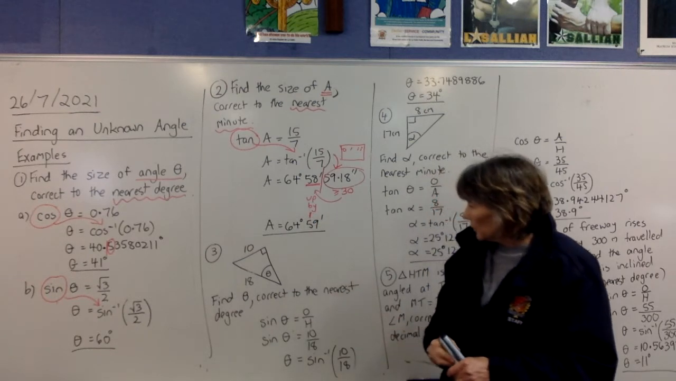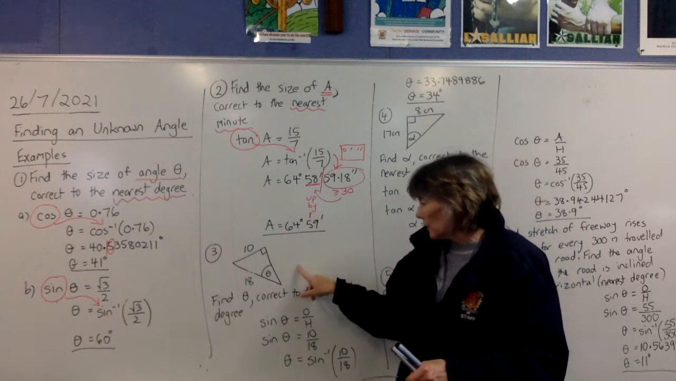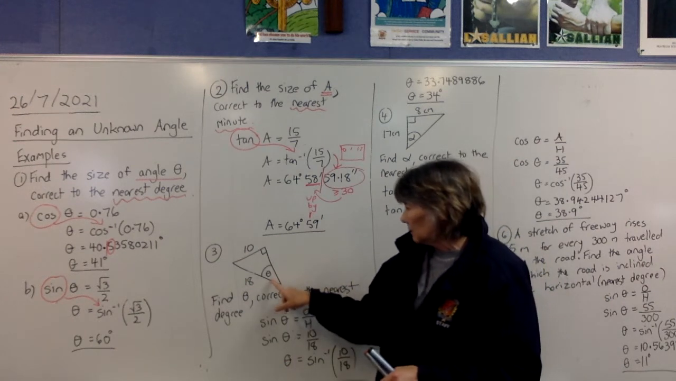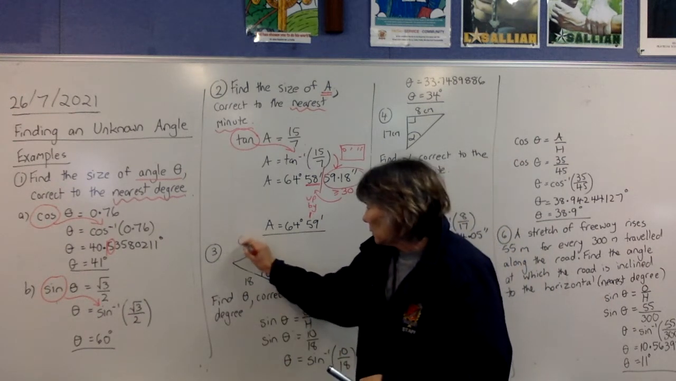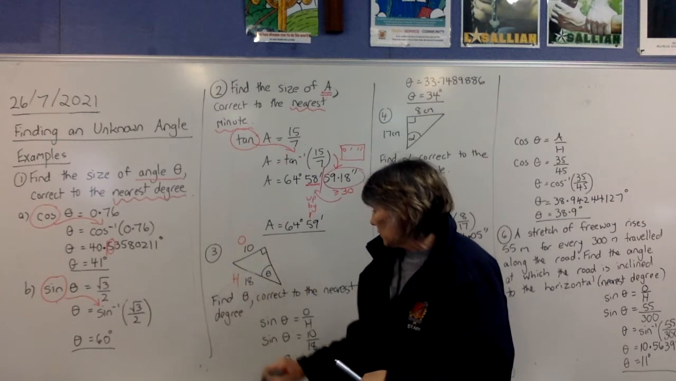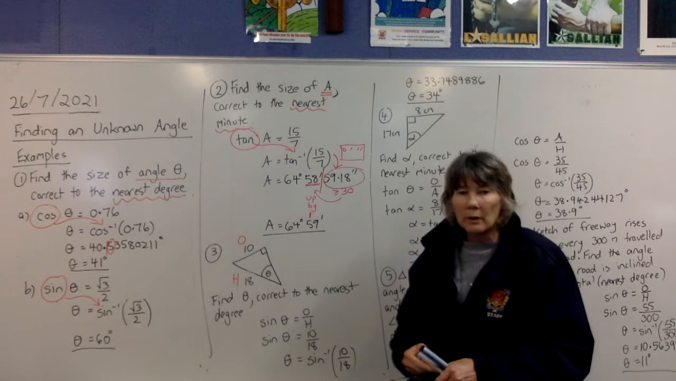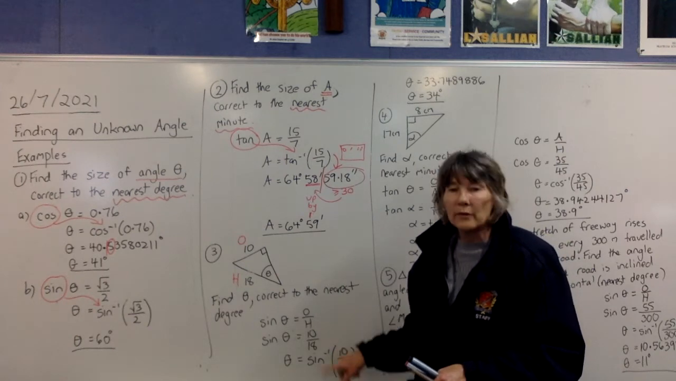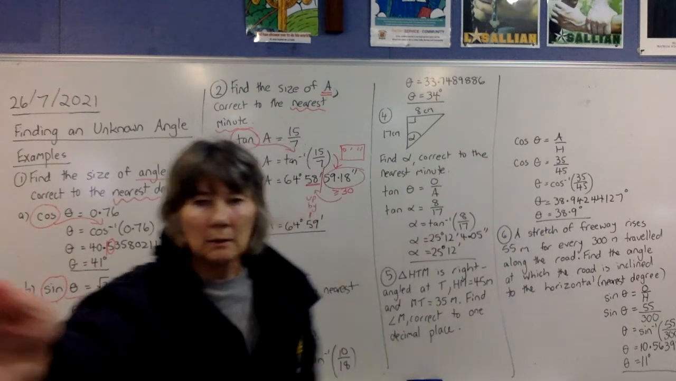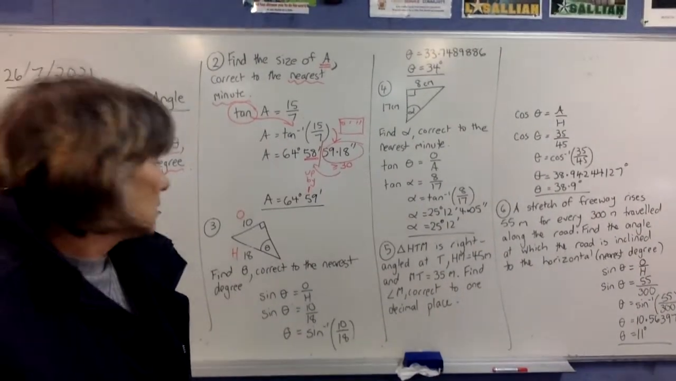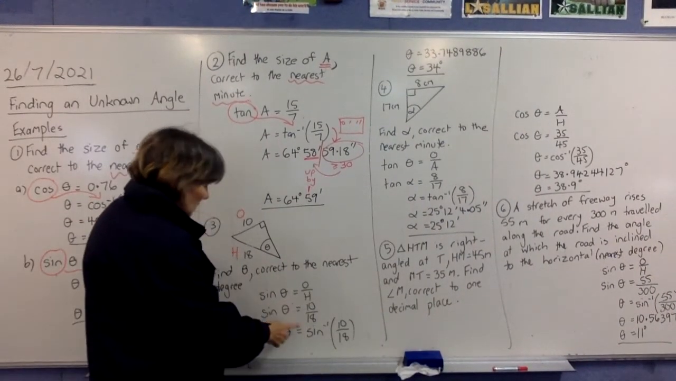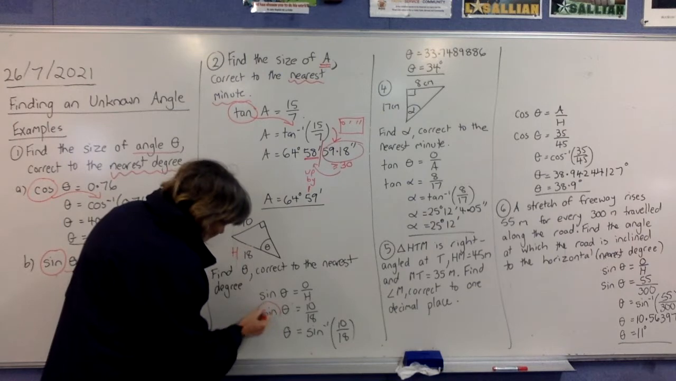Okay, next question. So we're looking at a triangle this time. We're finding theta. Label your sides. We have the opposite side and the hypotenuse. So we're going to do sine theta equals O over H. Then we're going to sub in what we've got. Sine theta equals 10 over 18. And then we're up to where we were before.